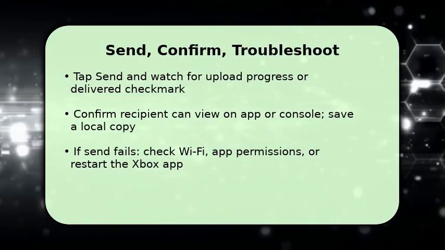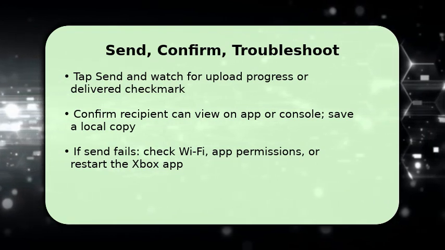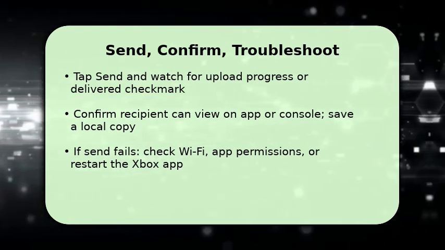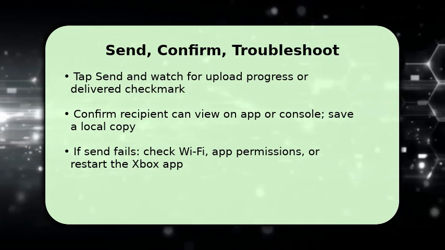Tap Send and watch the upload progress indicator. Once you see a delivered checkmark, the photo reached the recipient. If they're on console, tell them to check Messages or Party Media. You can also save a local copy for backup.